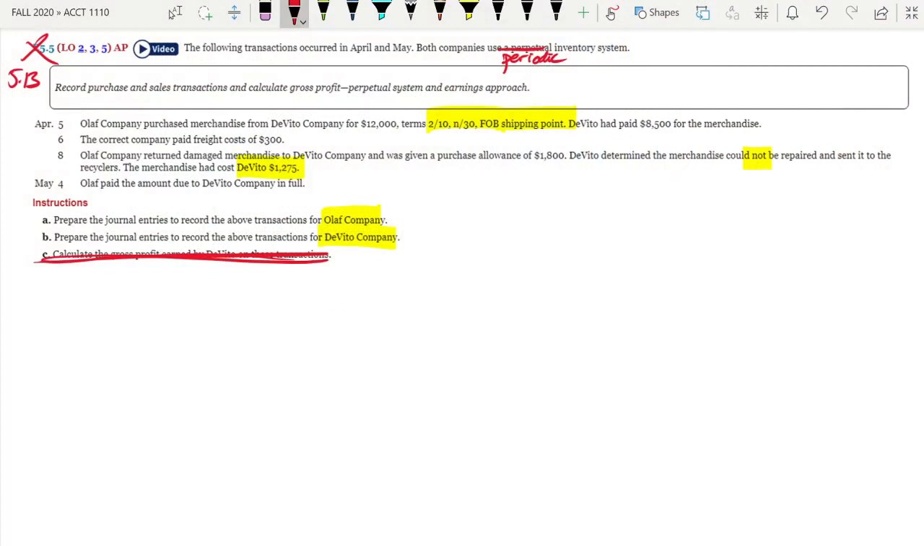All right, so that's really it for this question. We've made the journal entries for Olaf. We've made the entries for DeVito.